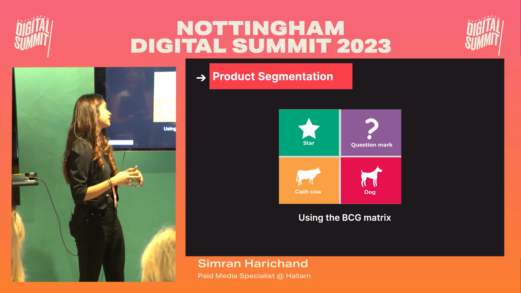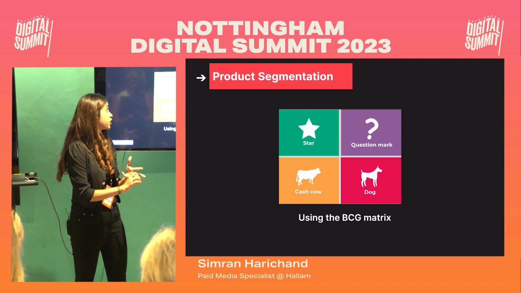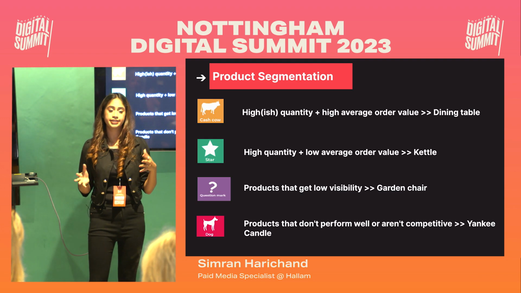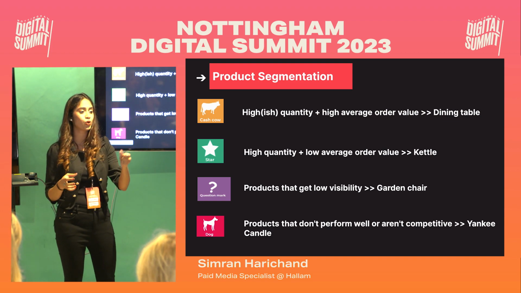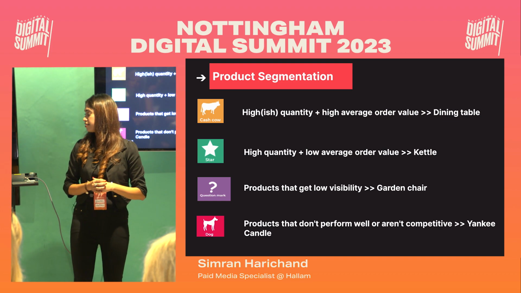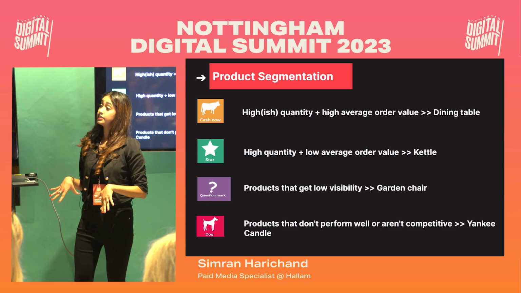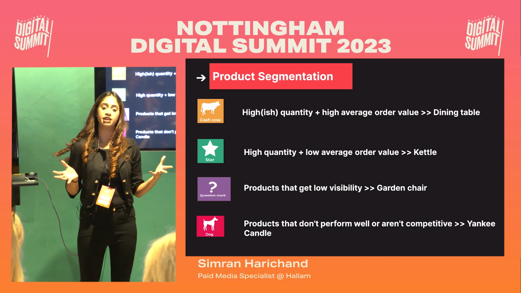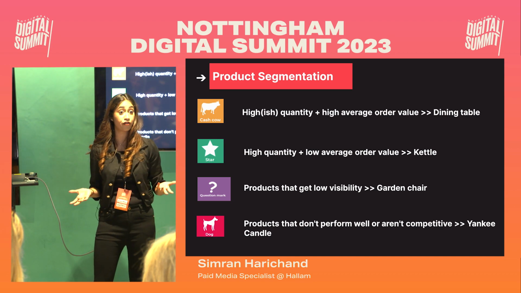The BCG matrix breaks down products into 4 segments: cash cows, star products, question marks, and dog products. What are they? Cash cow products are products that sell well and have a really nice chunky average order value. So you know they drive revenue for you because they sell a lot and they're expensive and maybe you have a high margin on it. For the purpose of this talk, we're going to assume that we all own a furniture business because that's all my examples. So the example for a cash cow could be a dining table that sells really well for your business, has a nice expensive value, and it's literally the cash cow of your business.